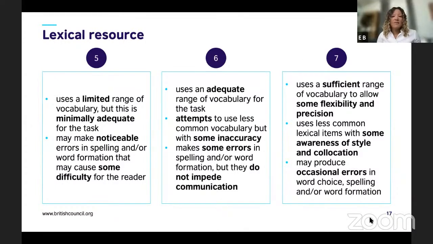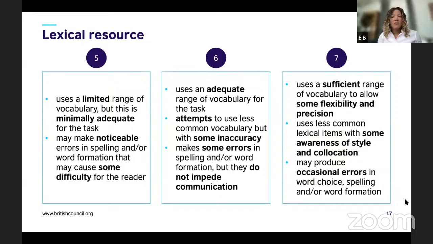At a band 7, we're using a sufficient range of vocabulary to allow some flexibility and precision. So this is the key difference between a band 6 and a band 7. Here, the writer has much more range of what they're trying to say, and their message is a lot more precise. There's no confusion around what point they're trying to make as well.